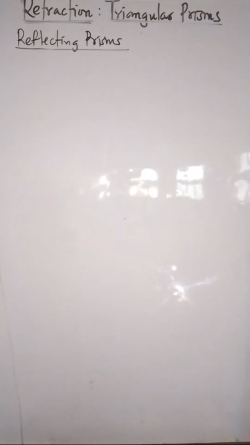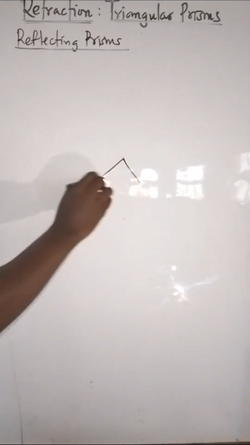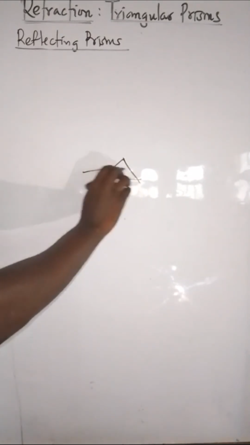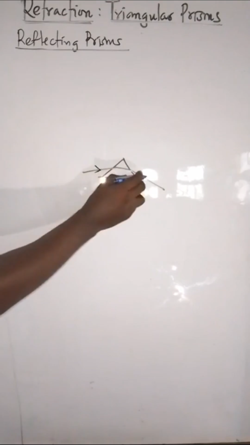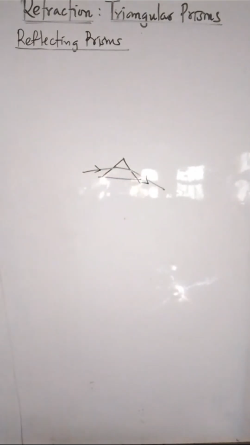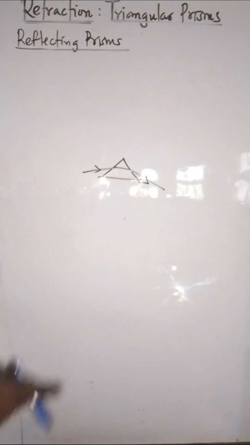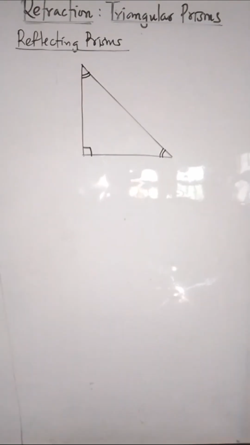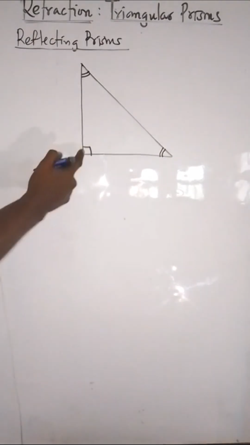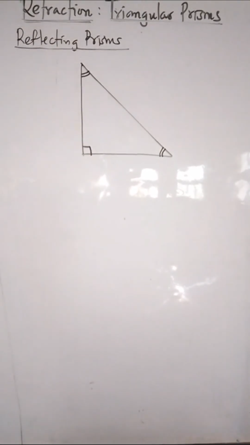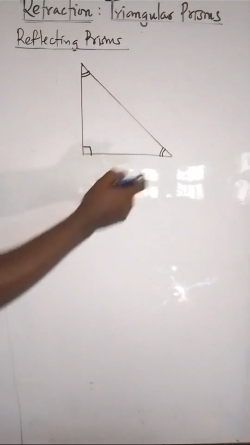Reflecting prisms. Ordinarily, for prisms, when light falls on them, the light is meant to refract through. But it is possible that instead of refraction, reflection can occur, and also total internal reflection, which can also happen in prisms. For example, suppose we have a right angle isosceles triangle, meaning 90, 45, 45.